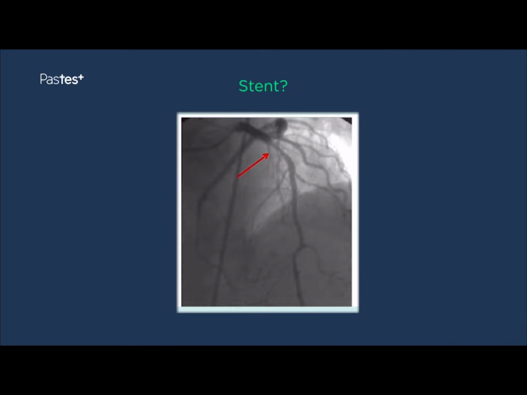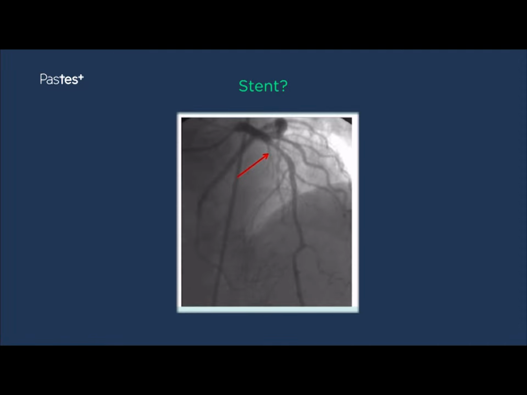Now, sometimes lesions appear very, very tight, and it's very, very easy to know that we just have to put a stent in. But at other times, it's very difficult, and there may be something which looks very, very indeterminate, and it's hard purely by eye to say whether we should deploy a stent or not.